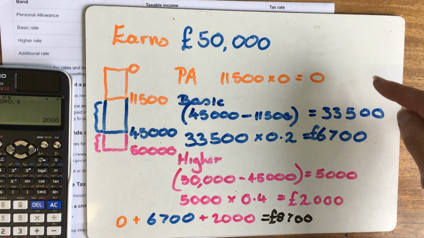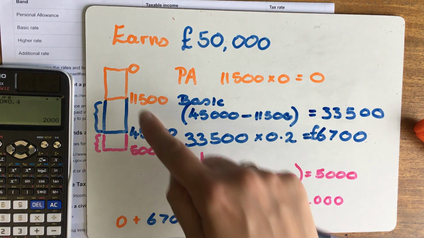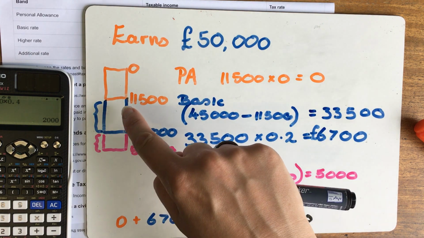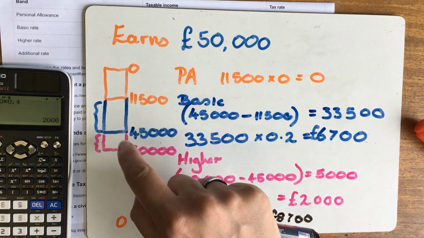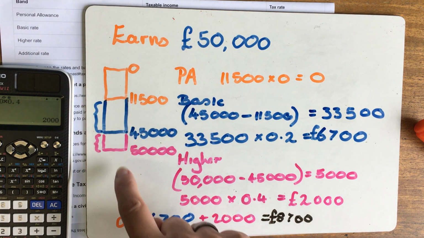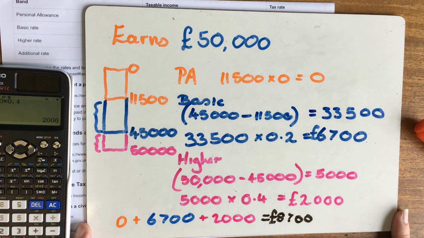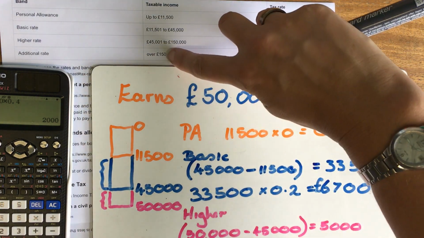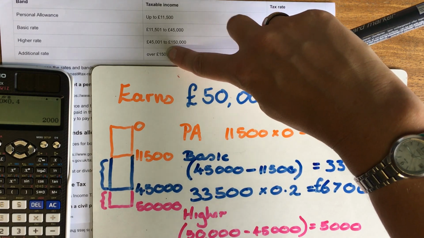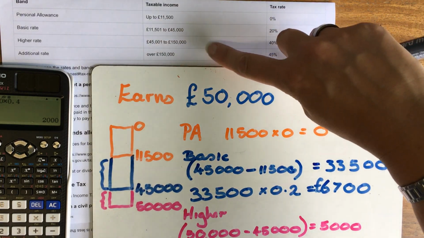But for a higher rate tax person, you've got the slice at personal allowance, your next slice at basic, your next slice at higher, and the higher rate goes all the way to people who are earning over 150,000.